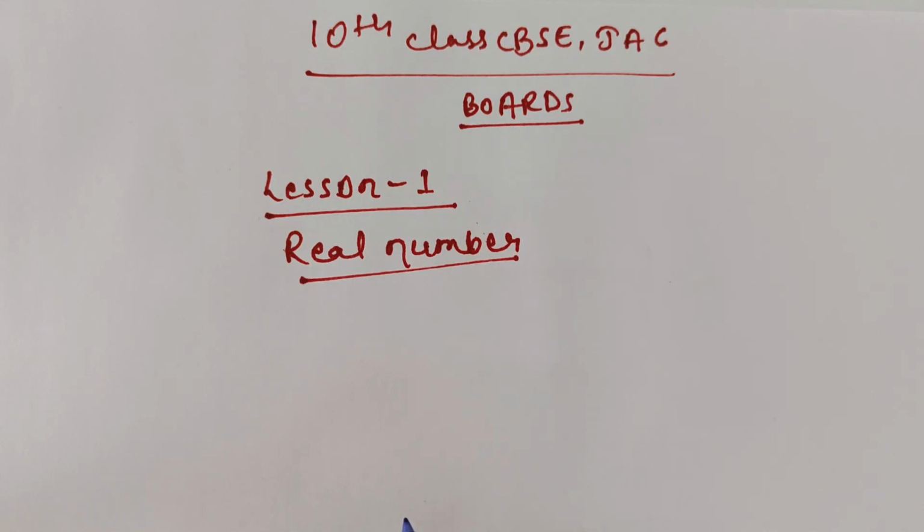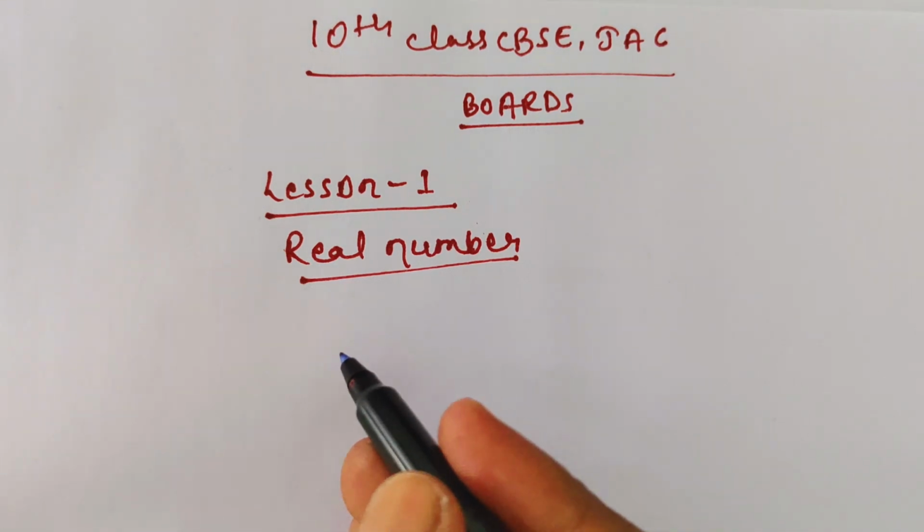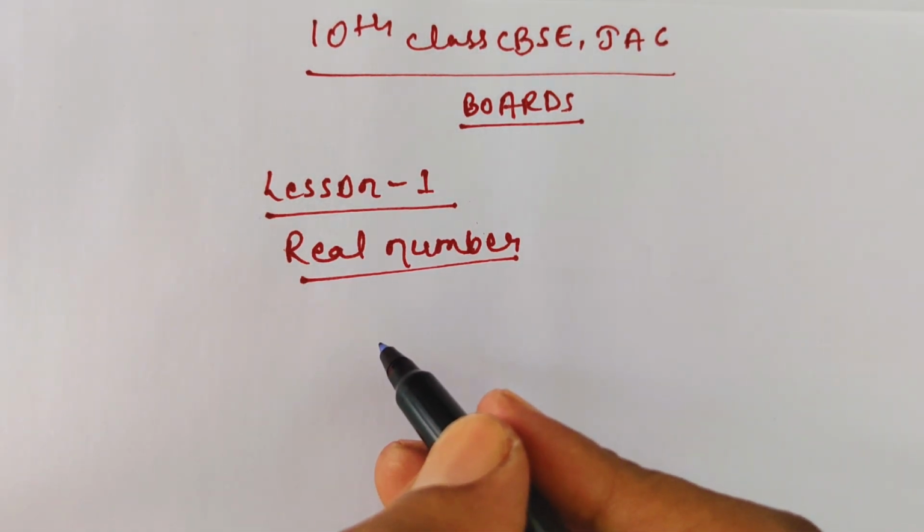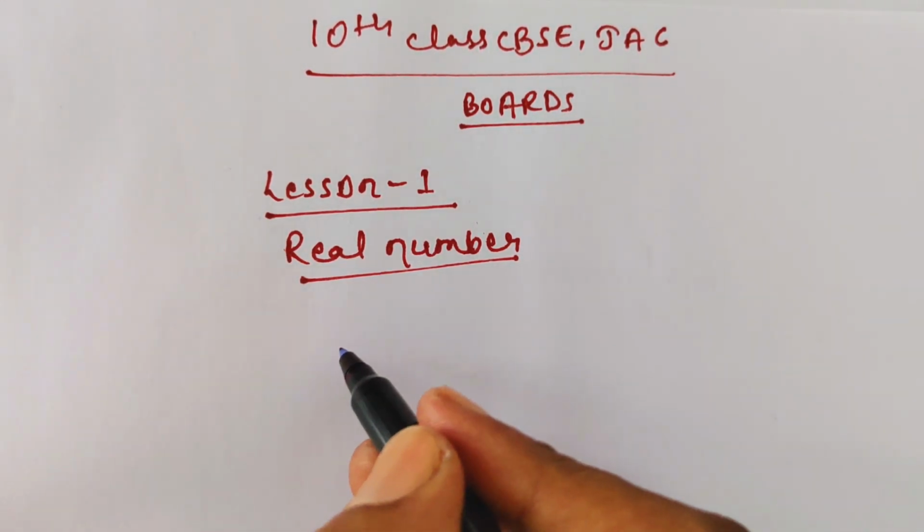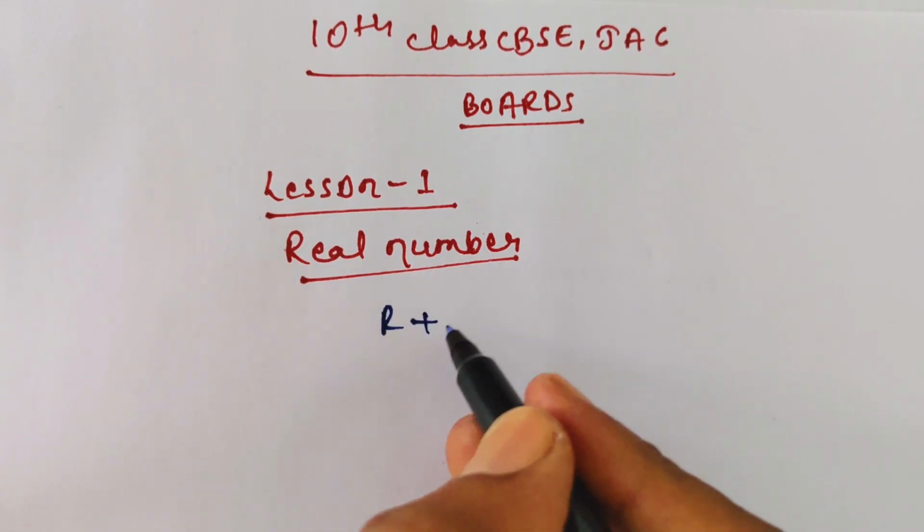mathematics. This is an important class for everyone, and this lecture is basically about the number system. So our first lesson is real numbers. Under this, the real number is the biggest set of all the numbers. It is basically the combination of the rational plus the irrational.